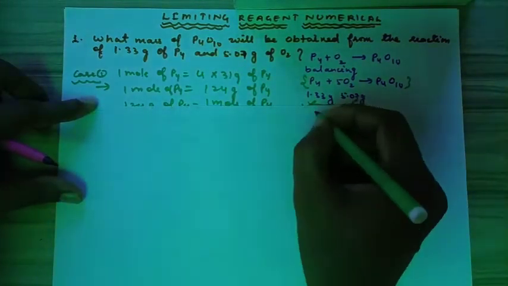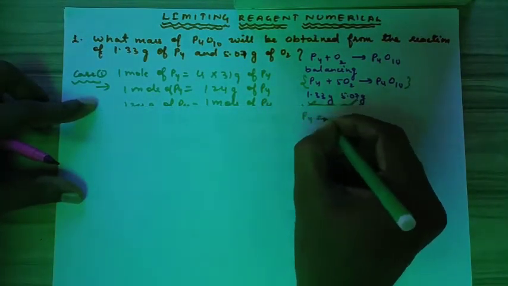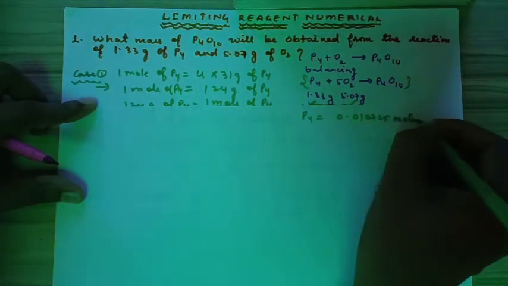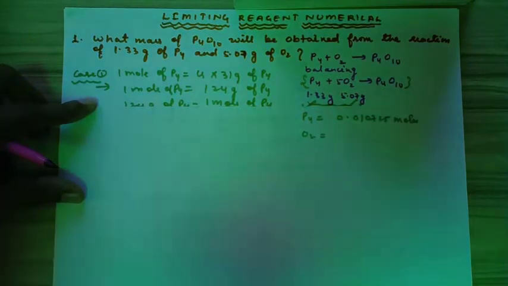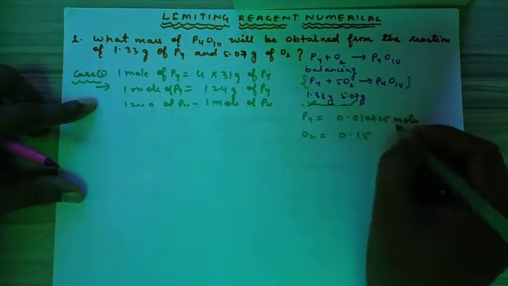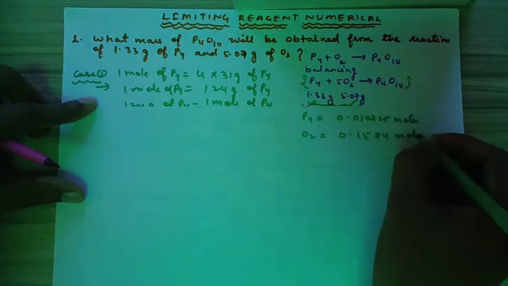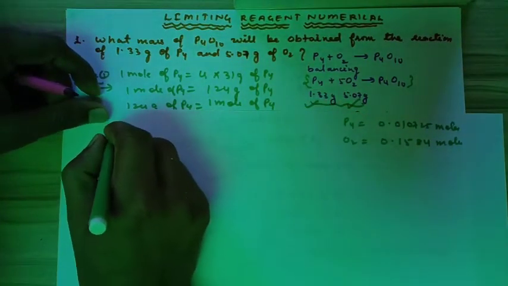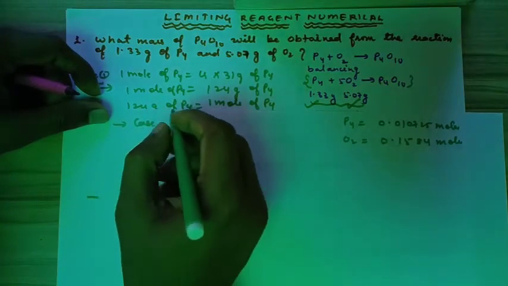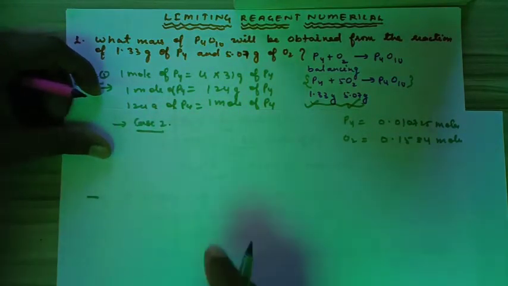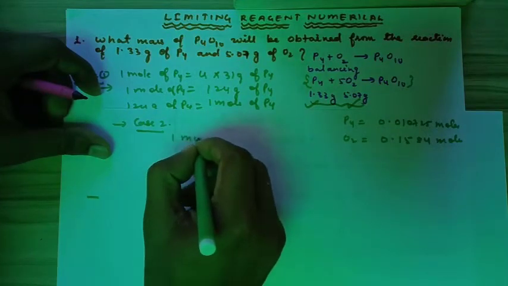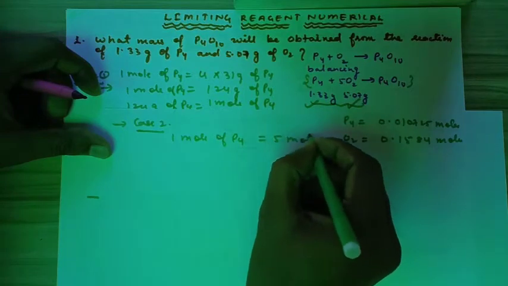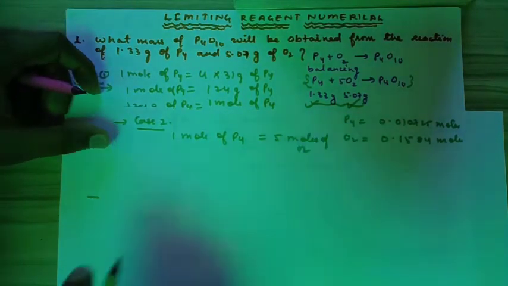Now here we have P4 as 0.010725 moles and oxygen is 0.1584 moles. Now we have to use this equation. From this we can say, case 2, that 1 mole of P4 will give us 5 mole of O2.